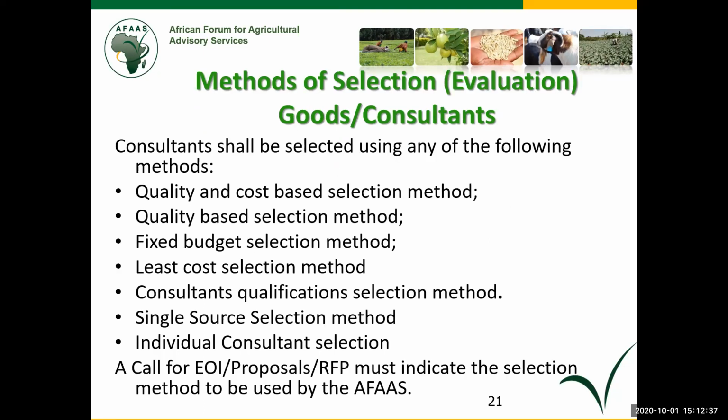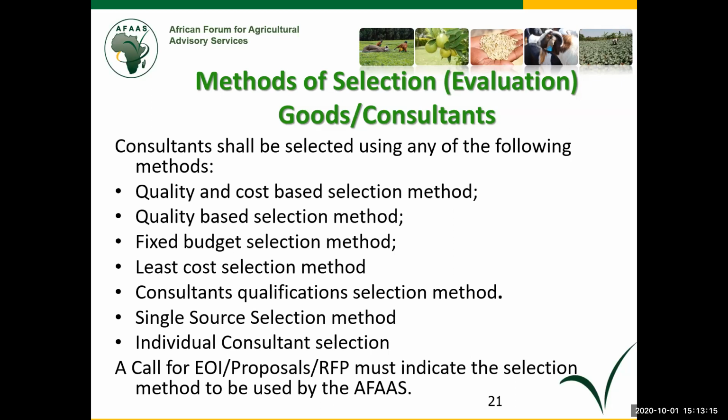The other methods for evaluating consultants is now quality and cost-based selection method, which combines the two. You can look at the quality aspects and the cost aspects. Then the quality-based selection, irrespective of the price, you are looking at quality. Then there is a fixed budget where you tell the provider that my budget is $2,000. If you are willing to work within, tell me. Least cost selection, where a person is evaluated as technically compliant, but you go with the least price.